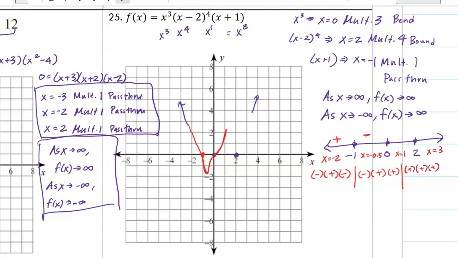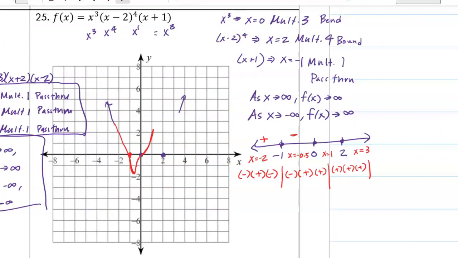X equals 3. Is it going to make me go to the right? Come on. You got this. You can do it. There you go. Okay, so we're going to have a positive, positive, and positive. So all of these are going to have a positive because at x equals 2, there's going to be a bounce. Okay, so we're going to come down to it somewhere around here. Doesn't matter. Doesn't have to be accurate. And then we're going to have a bounce.